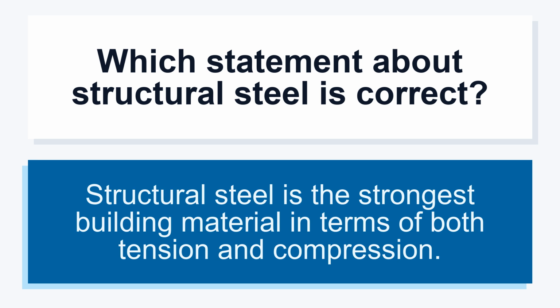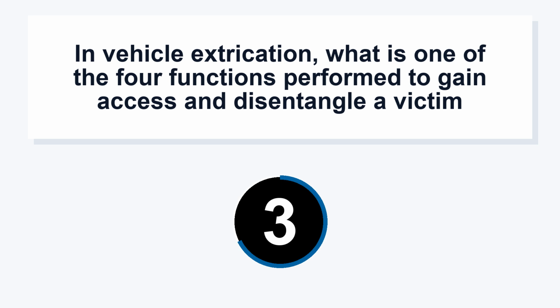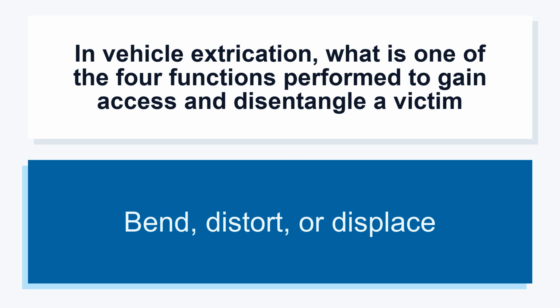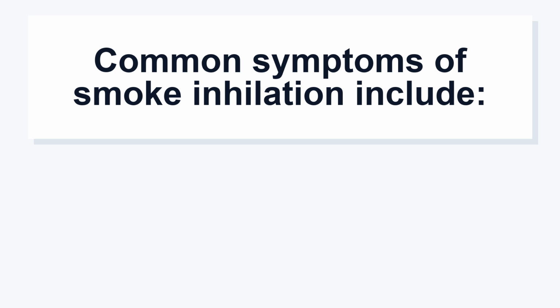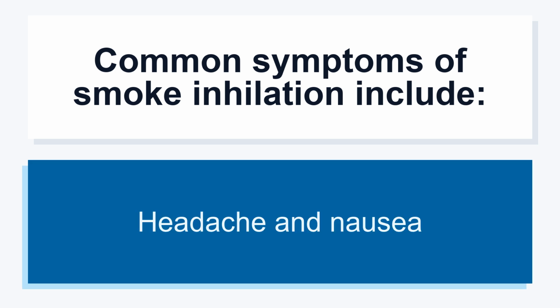Structural steel is the strongest building material in terms of both tension and compression. In vehicle extrication, what is one of the 4 functions performed to gain access and disentangle a victim? Bend, distort, or displace. Common symptoms of smoke inhalation include headache and nausea.